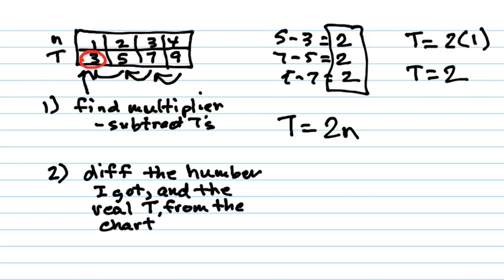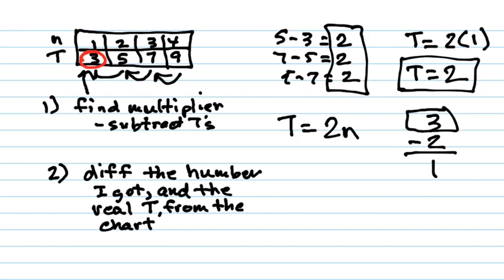It's a very simple pattern. So what was my real t? 3, right? But what did I get? 2. So if I just subtract them, I find out that my number is really 1 too small. 1 smaller than what I need, right? Because my t was bigger than the number I got. So that tells me that I need 1 more.